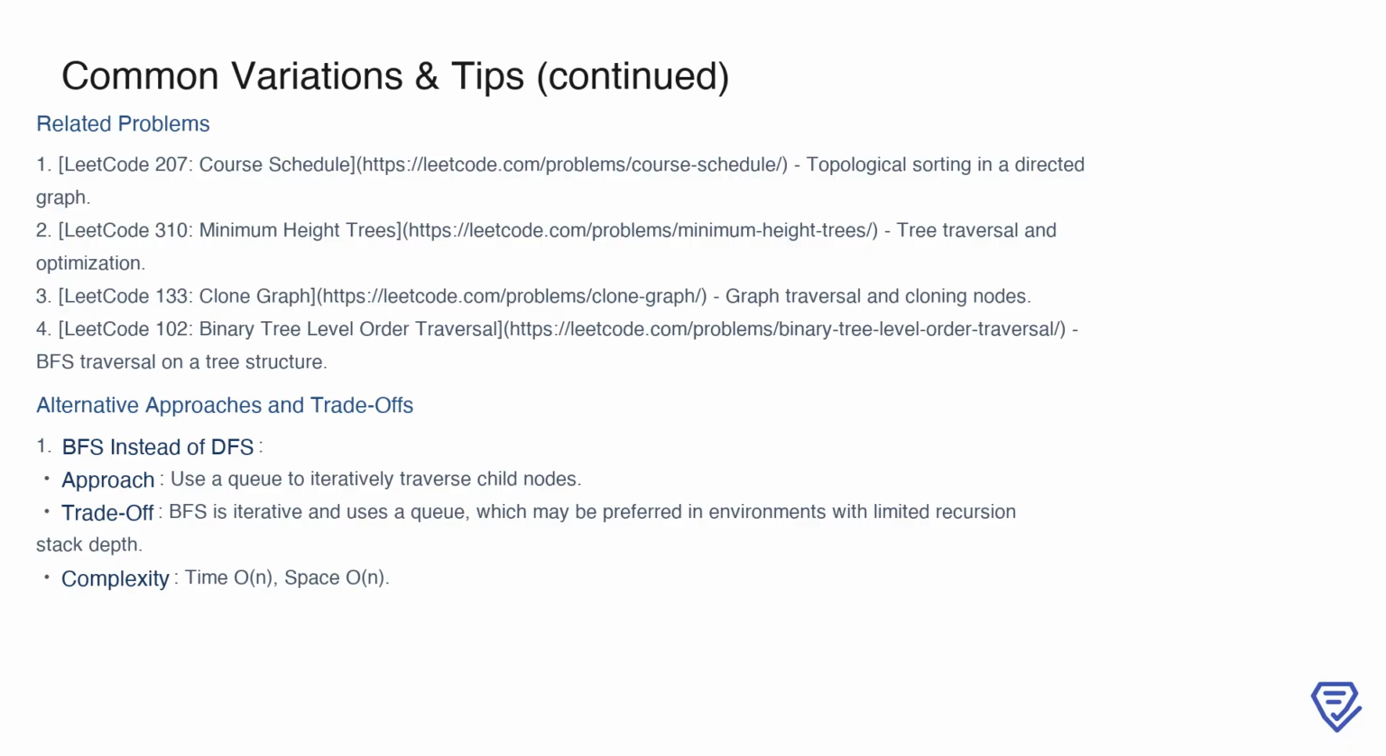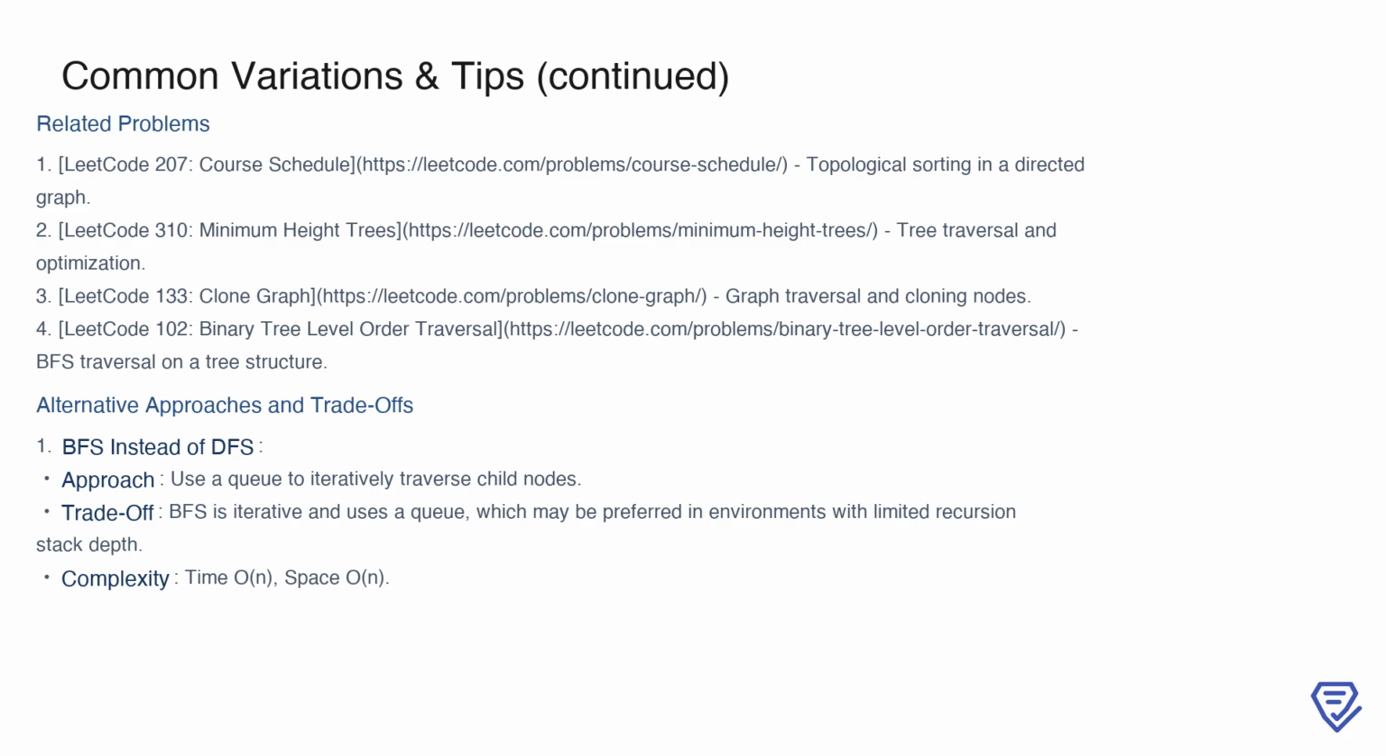For example, in LeetCode 207, Course Schedule, you deal with topological sorting in a directed graph, which shares similarities in terms of graph traversal. LeetCode 310, Minimum Height Trees, involves optimizing tree traversal, while LeetCode 133, Clone Graph, focuses on graph traversal and cloning nodes. Lastly, LeetCode 102, Binary Tree Level Order Traversal, highlights BFS traversal in a tree structure.